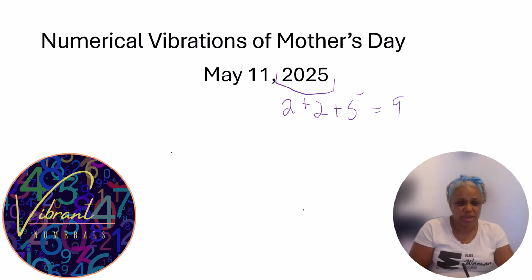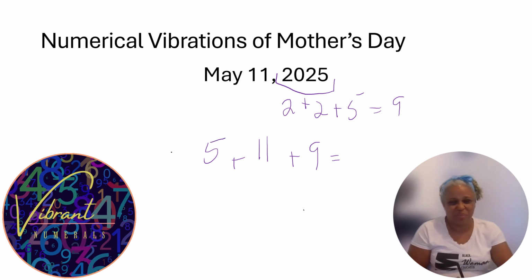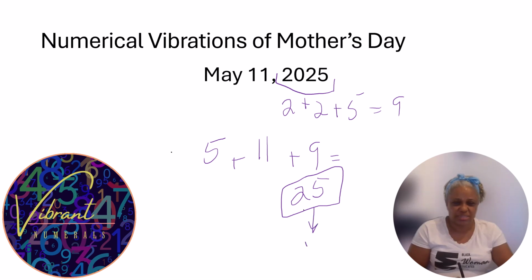And so then we have 5 for May, we have 11 for the day, and then we have a 9 for the year. When we add this up, we get 25, I believe. Yes, we get 25. And so usually people are really most concerned about going from 25 to 7.